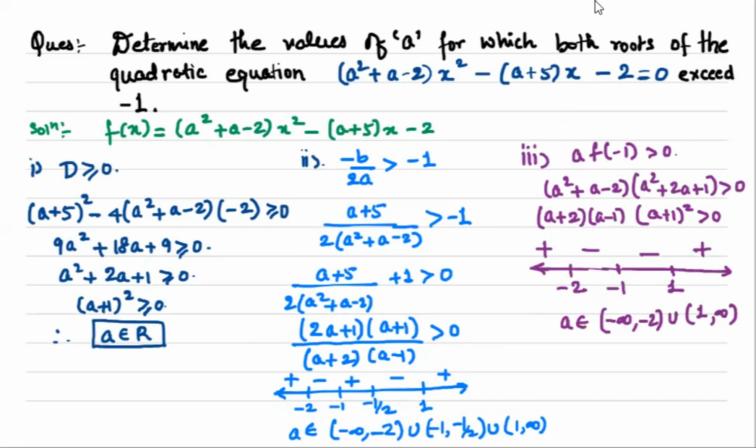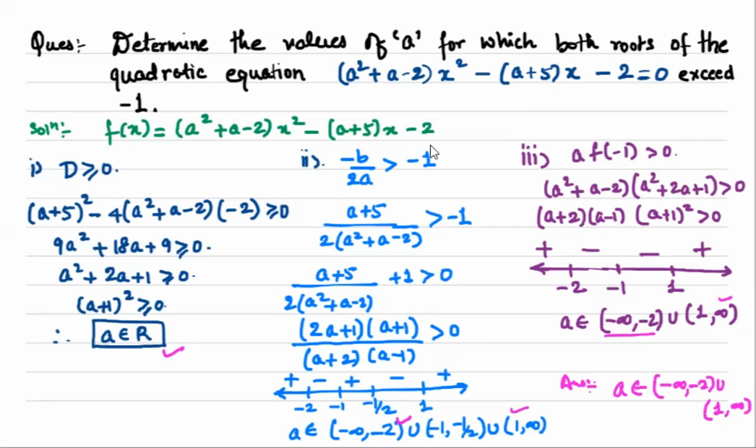Now we have to check the common answer. From the first case, we see that it belongs to all real numbers, so we don't have to worry about it. Next, we see here minus infinity to minus 2, and here also we have it. And then 1 to infinity, 1 to infinity. So the final answer, we conclude, a belongs to minus infinity to minus 2, union 1 to infinity. That's the final answer. So I hope, students, you have understood the basics of this case.